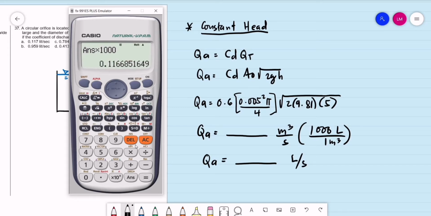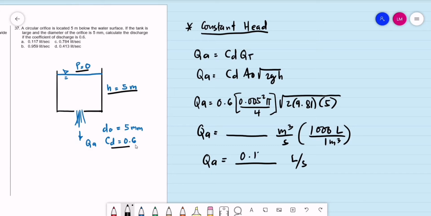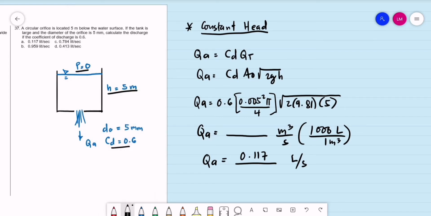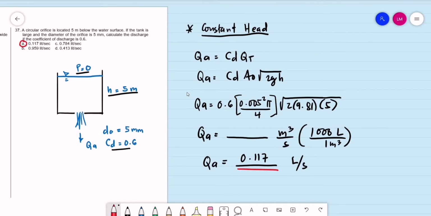That is 0.116685 or sabihin natin 0.117, kung 3 decimal places lang. 0.117 liter per second. So do we have this value sa choices? 0.117, that will be letter A, 0.117 liter per second. So this will be problem number 37.